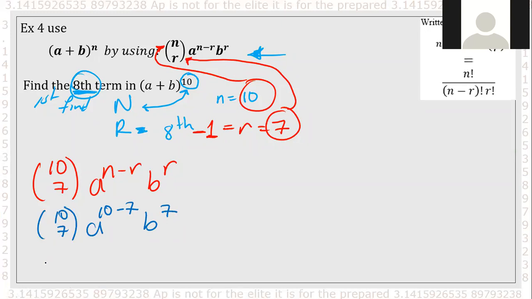Let's go ahead and simplify. 10, 7. A to the third, yes, 10 minus 7 is 3. And B to the 7th. So far, so good, guys.